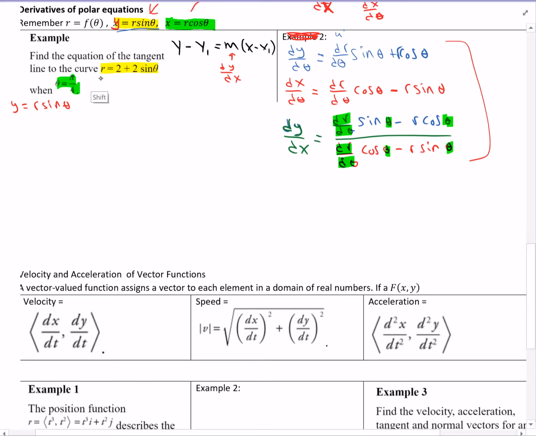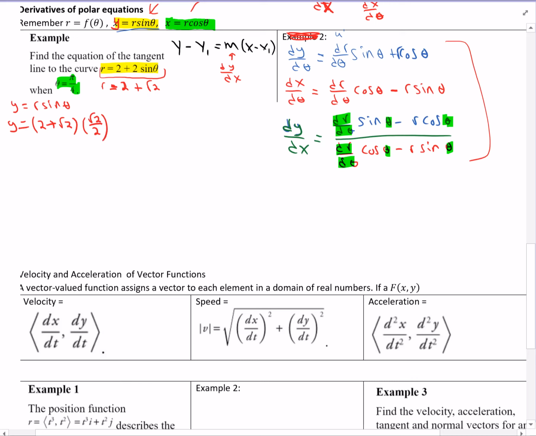and we take our r. To find the y coordinate, we have to know what r is, right? So let's find what r is first. If I plug in pi over 4, sine of pi over 4 is root 2 over 2. So this is going to be 2 plus 2 times root 2 over 2, which is just 2 plus root 2. Right, 2 plus root 2. So that's my r. So my y coordinate would be 2 plus square root of 2 times sine of theta, which again, sine of pi over 4 is root 2 over 2. Right, so that's my y coordinate.